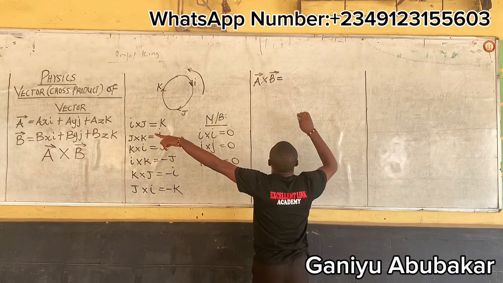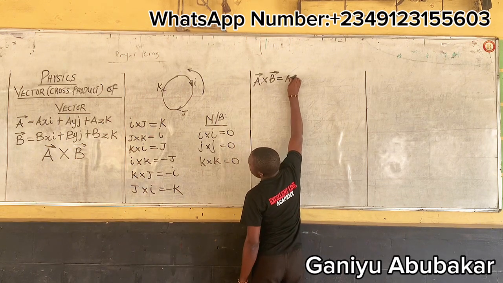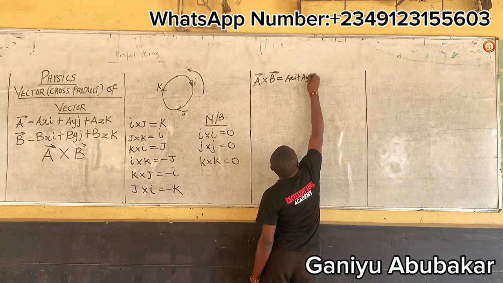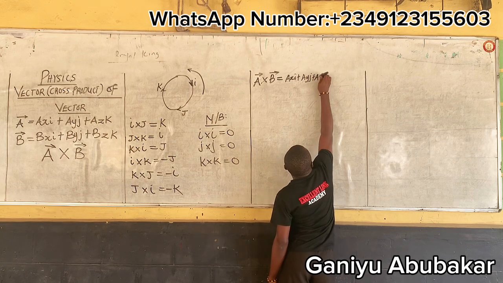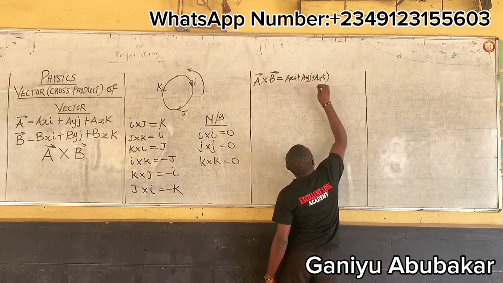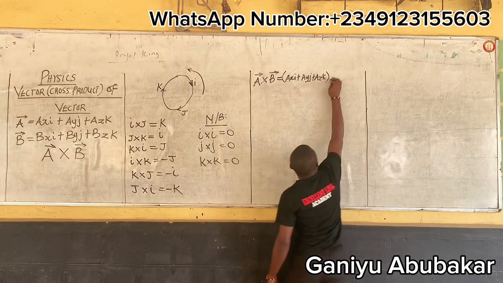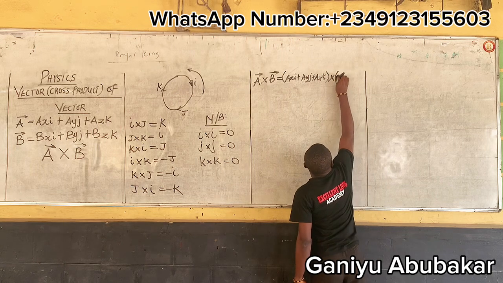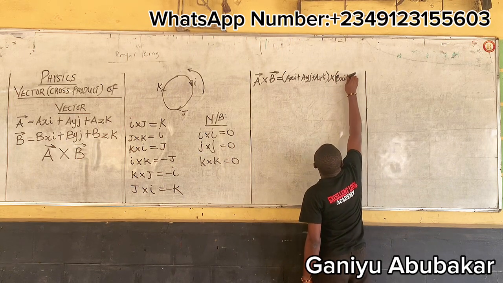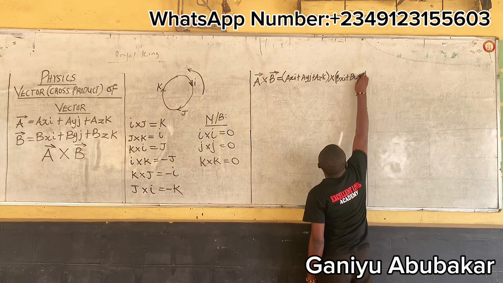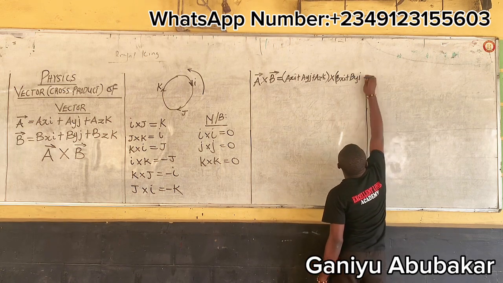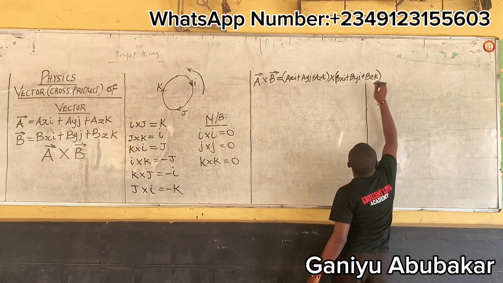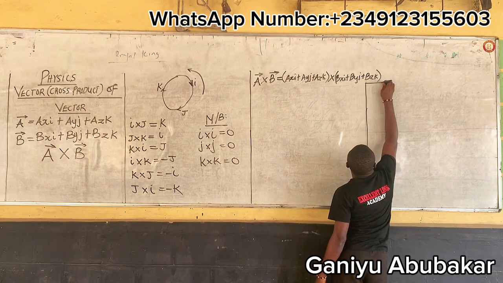I have vector A, which is A_x i plus A_y j plus A_z k. Cross vector B, which is B_x i plus B_y j plus B_z k. So I have these two vectors.